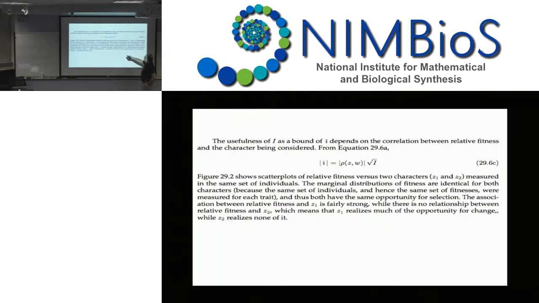And in the extreme, basically, you can ask how much of that opportunity is realized. There's the opportunity, and then the correlation between your trait and fitness is what tells you what fraction of that opportunity is realized. If that correlation is small, you can have a large opportunity, but you'll only get a small change. If that correlation is large, most of the change you'll see matches the square root of the opportunity for selection.